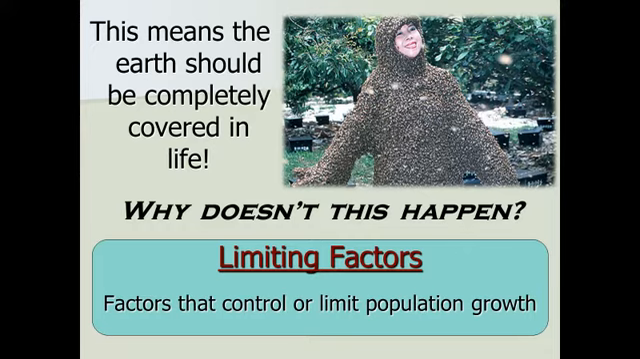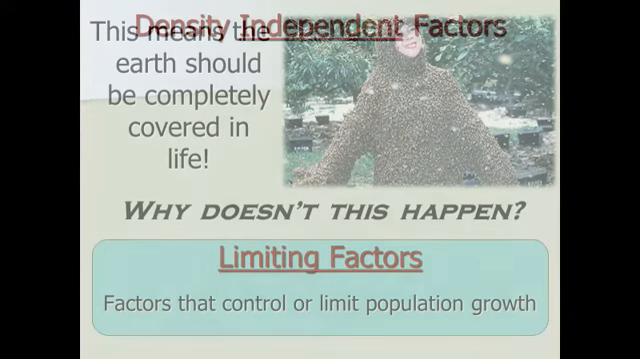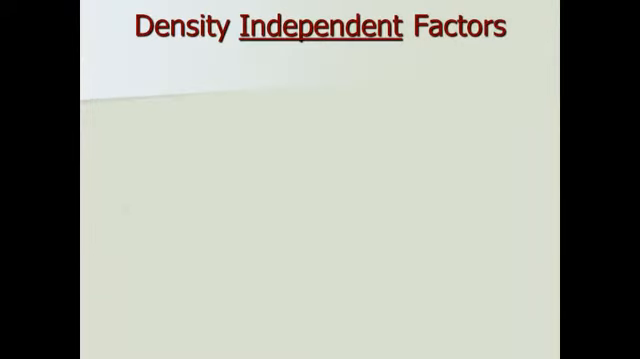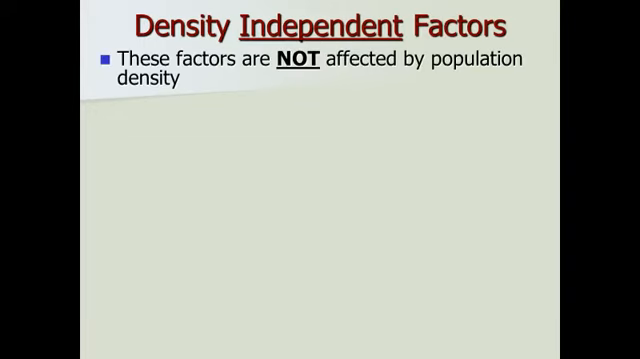Well, it doesn't happen because of these things that we call limiting factors. And limiting factors, as the name implies, are the factors that can control or limit population growth. It turns out there are two types of limiting factors. The first type are what we call density independent factors, and the second type are density dependent factors. Density independent factors are factors that are not affected by the population density. That means they're independent of population density.